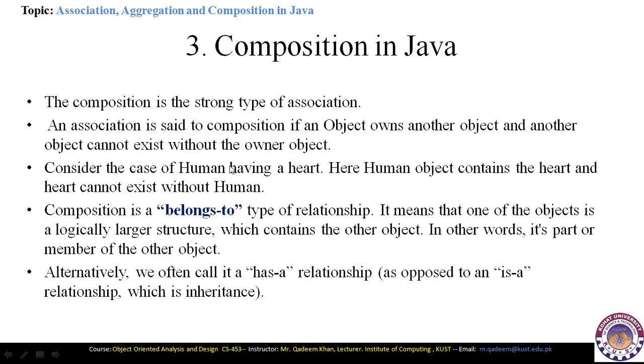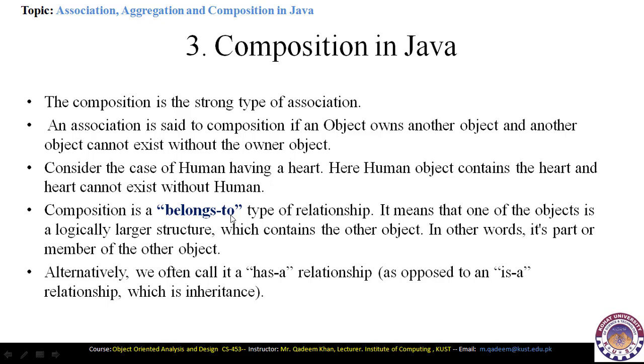For example, consider the case of a human being. The heart is part of the human body. The human object contains the heart, and the heart cannot exist without the body. If we delete the body, then the heart will not be functional. That's why this is a very strong form of the association. So composition is a belongs-to relation.